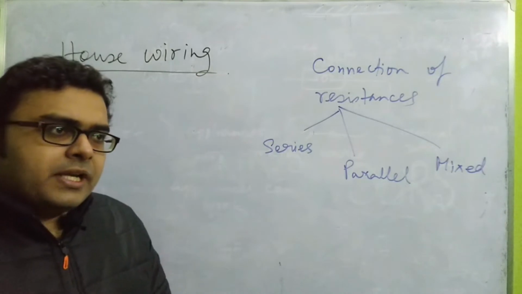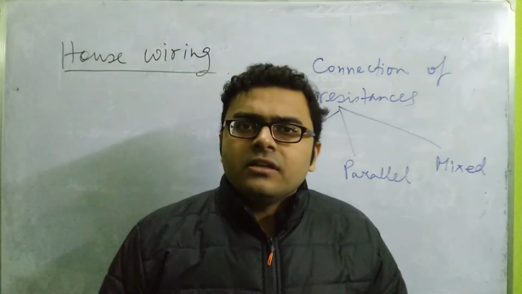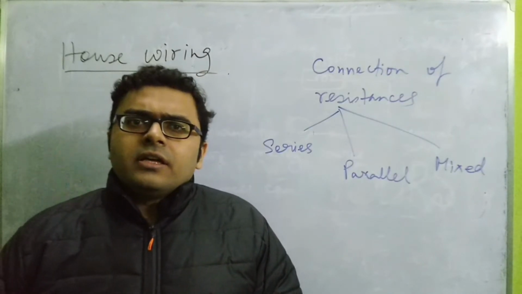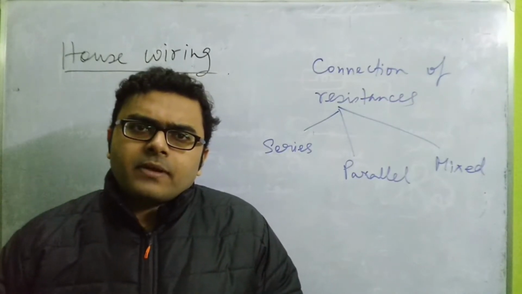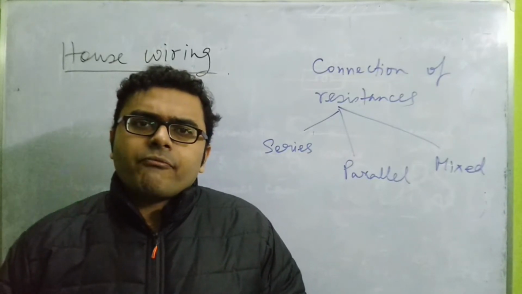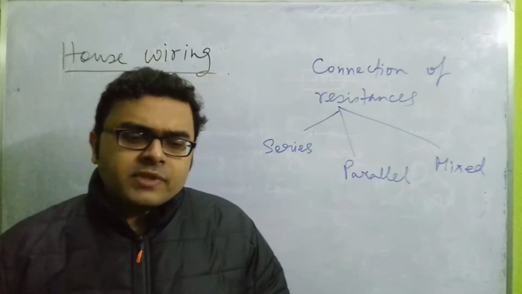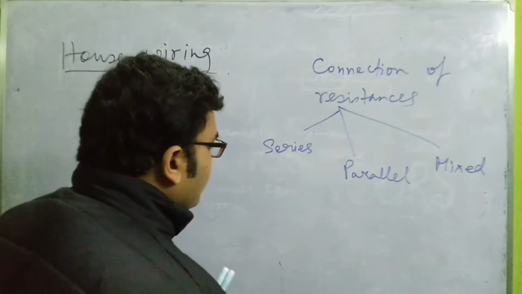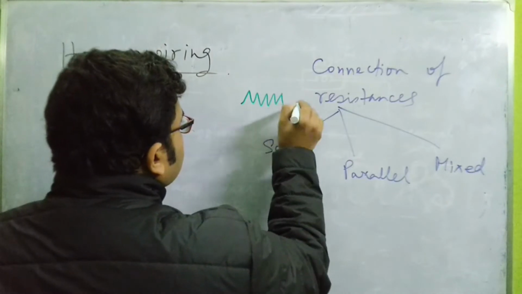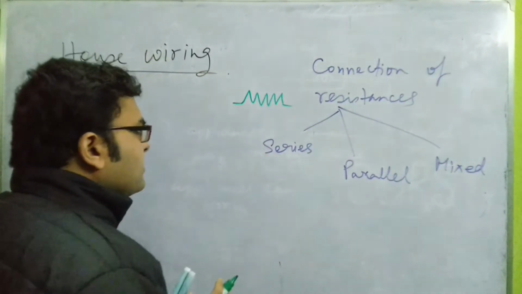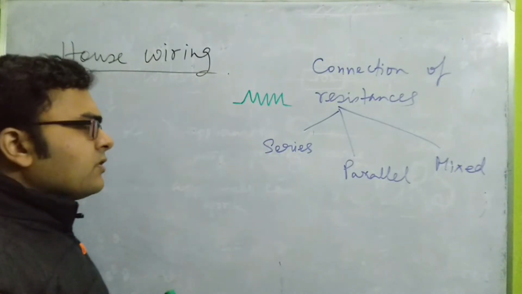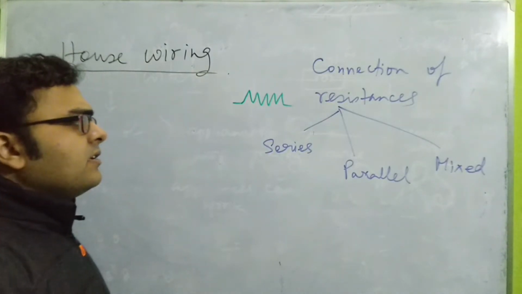Say the tube light, the fan, the heater, the computers or laptops that you are using, every electrical appliance has a certain resistance of its own, and that resistance can be represented by this symbolic way. This is the representation of a resistance, isn't it? So we have learned these things in the current electricity chapter. Now, the resistances can be connected in series, parallel and mixed connection.